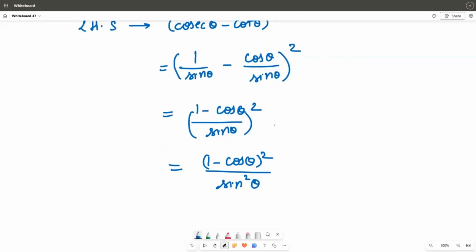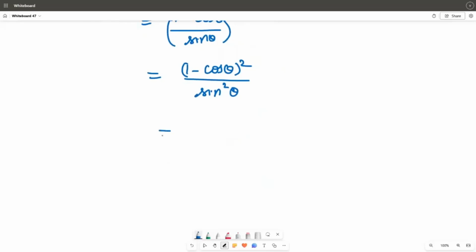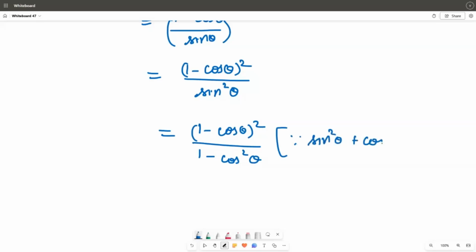We know that sin square theta plus cos square theta is equal to 1. And that is why I'm going to substitute for sin square theta. I'm going to write it again. Okay. So 1 minus cos theta whole square, and I'm going to substitute sin square theta equal to 1 minus cos square theta, since sin square theta plus cos square theta is equal to 1. And if I take cos square theta to the left hand side, sin square theta equals 1 minus cos square theta.